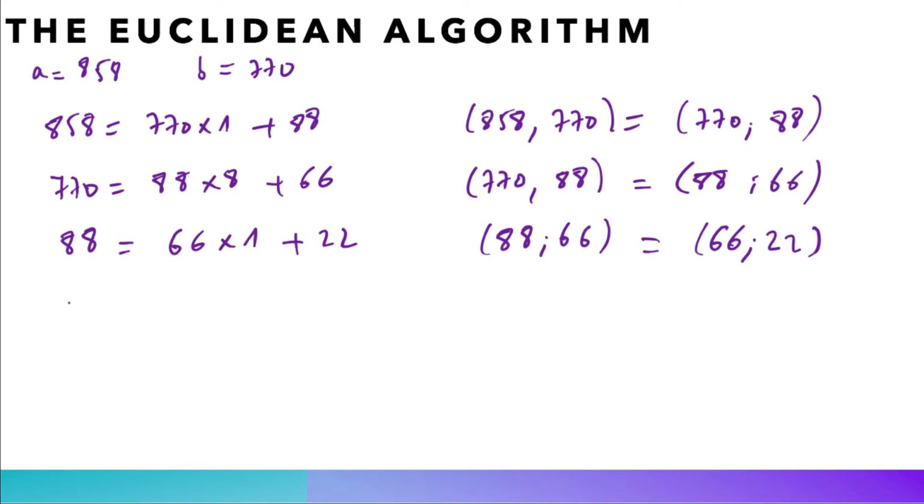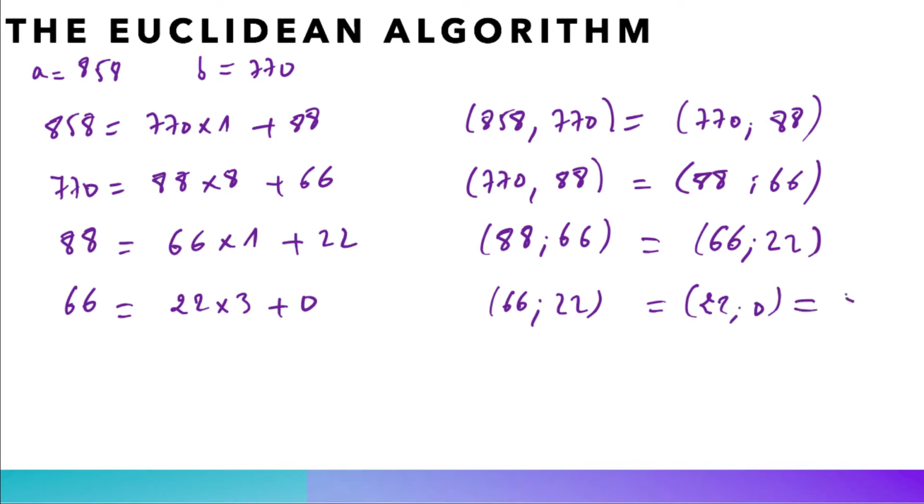Now a last division: 66 equals 22 times 3 plus 0, which means that the GCD of 66 and 22 is equal to the GCD of 22 and 0, and we know that this is equal to 22. These computations mean that the GCD of 858 and 770 is equal to 22. We see that this only required 4 steps instead of many more with simple subtractions.